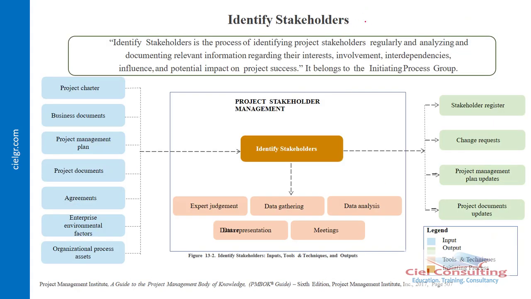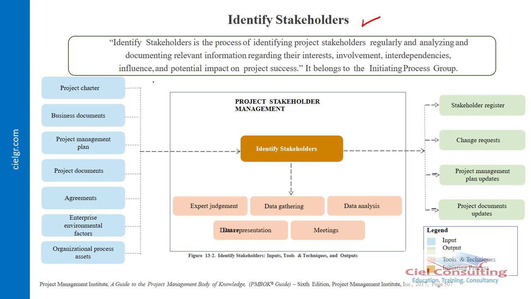So the very first process here is the identify stakeholders. And we said that the identify stakeholders is the process of identifying project stakeholders regularly and analyzing and documenting relevant information regarding their interest, involvement, interdependencies, influence, and potential impact on project success. So it belongs to the initiating process group.